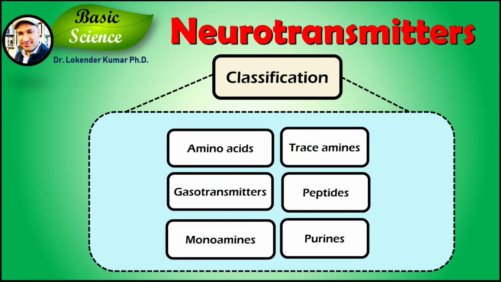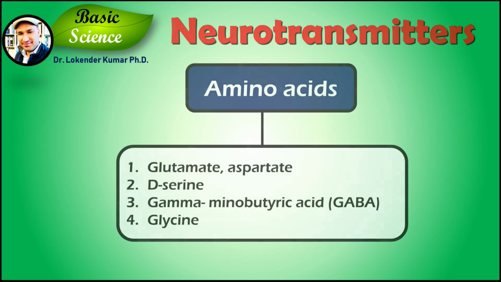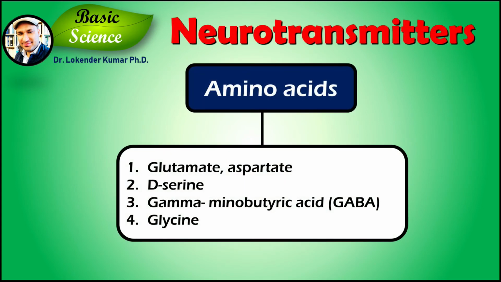There are many different ways to classify neurotransmitters. Dividing them into amino acids, gasotransmitters, trace amines, peptides, monoamines, and purines is sufficient for preliminary classification purposes. Amino acids as neurotransmitters include glutamate, aspartate, D-serine, gamma-aminobutyric acid, which is GABA, and glycine.